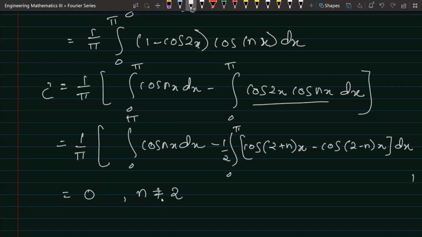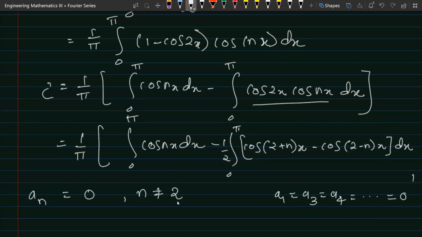So if I take n equal to anything instead of 2, this becomes 0. This an becomes 0, meaning a1, a3, a4, a5 all become 0. Got it? This means a1 is equal to a3 is equal to a4 and so on, all are 0. If I take n equal to 1, what is happening? Observe it. Is it 0 or not? If I take n equal to 3, what is happening? Check whether it is 0 or not. So check this for all n.